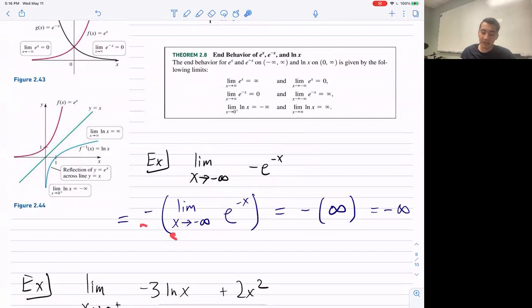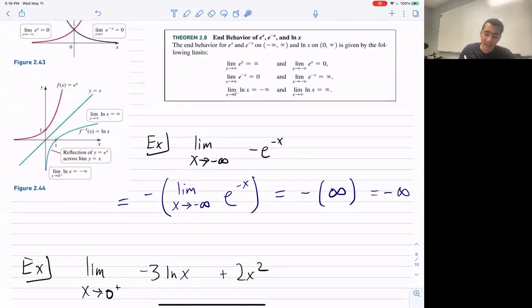And so this is just negative the limit as x goes to negative infinity of e to the minus x, but that's just negative infinity, because if you plug in negative infinity up here, you get a double negative, which is e to the infinity. So it's just positive infinity. But then because we're taking the negative of that, that's why it's negative infinity.